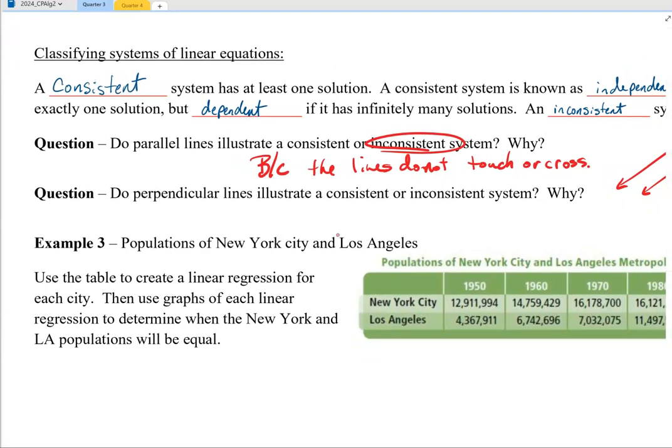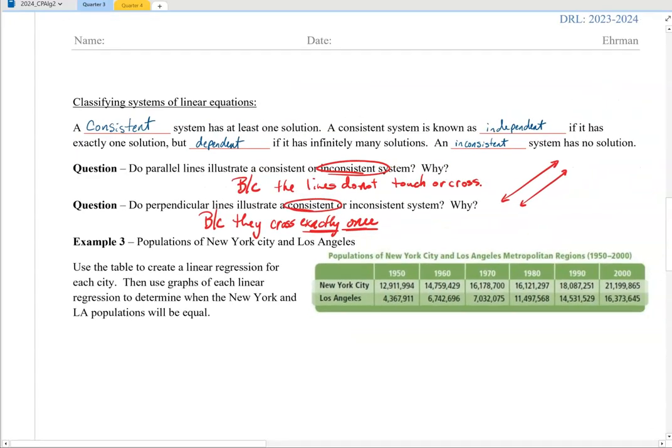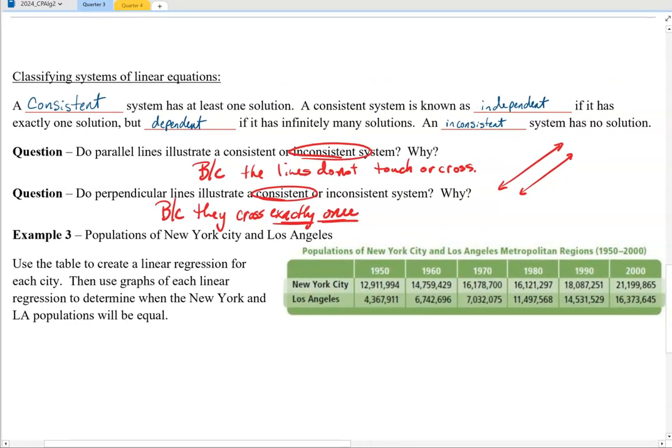Now, if I had perpendicular lines, do those illustrate consistent or inconsistent systems? Well, perpendicular lines do cross, and they do cross exactly one time. Perpendicular lines, no matter how they're oriented, will only cross each other one time. So not only are they consistent, but we would also call them independently consistent. So this is an independent consistent system.